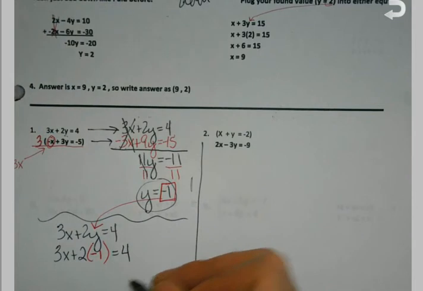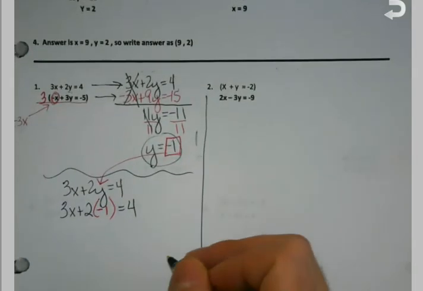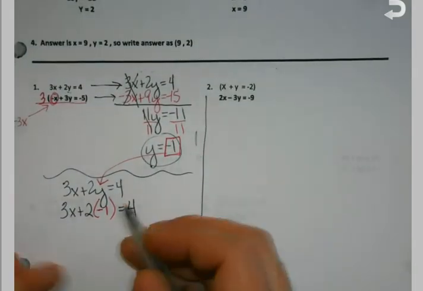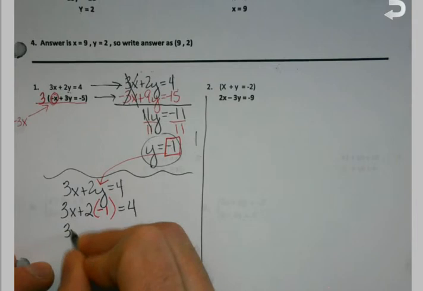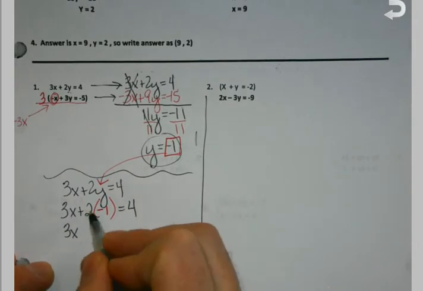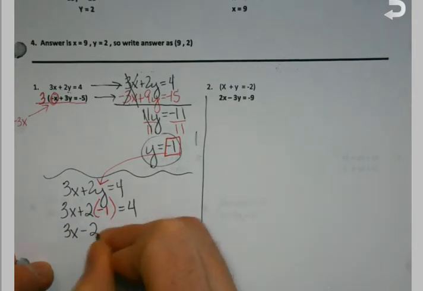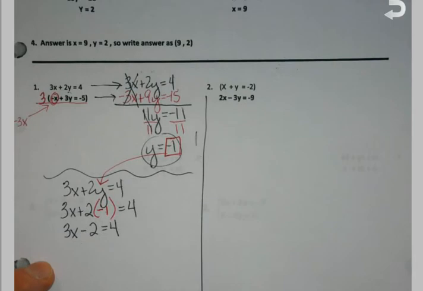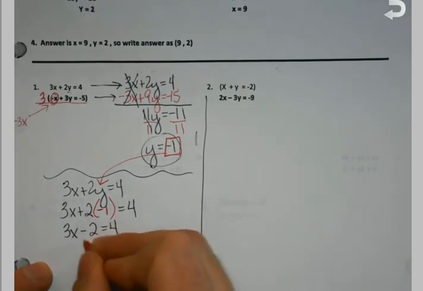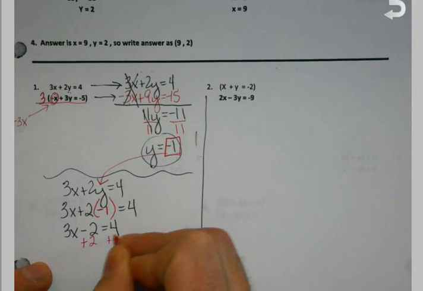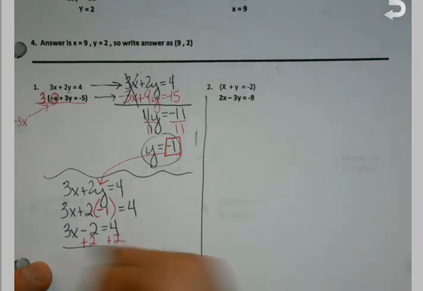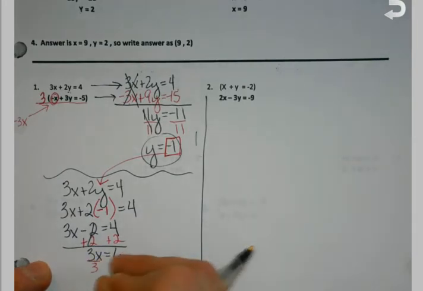Okay, notice I didn't get rid of the 2. I'm just replacing the actual variable with its value. And then I'm going to start simplifying. 2 times -1 is -2. And I'm going to solve the 2-step equation that's left, and just work my way through that way.